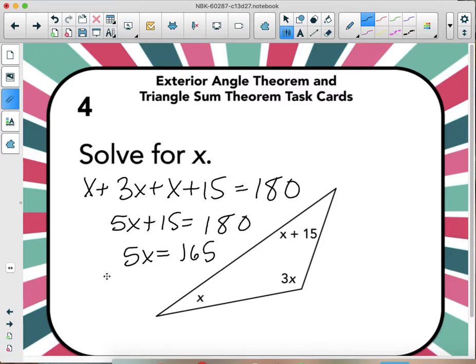And then when we divide here, we get x equals 33. Again, x is all they're asking for. So I have my answer of x equals 33. Okay, triangle sum theorem: all of our angles inside the triangle add up to 180. So that's our set here.